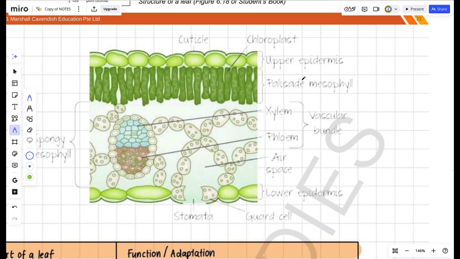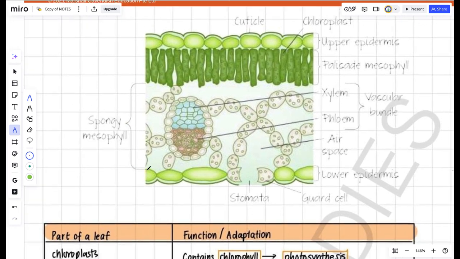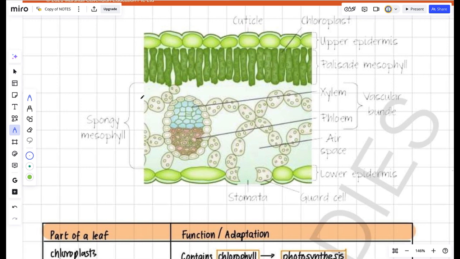And then after that, we have the palisade mesophyll. This palisade mesophyll looks more like proper plant cells, and the cells are closely packed together. After this palisade mesophyll layer, we have the spongy mesophyll. The spongy mesophyll covers the entirety of this part. The whole of this one is the spongy mesophyll.